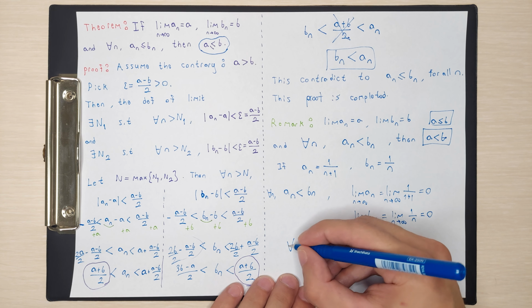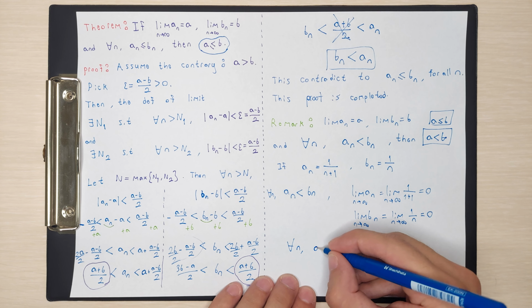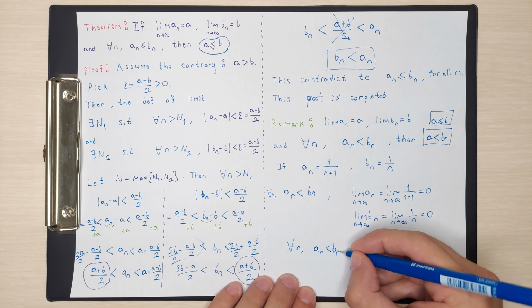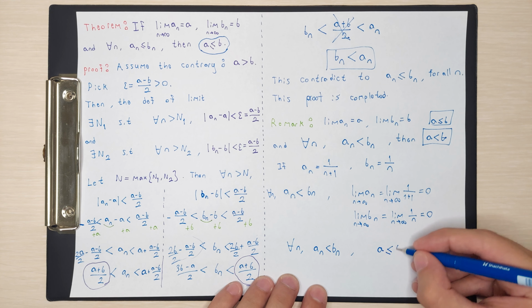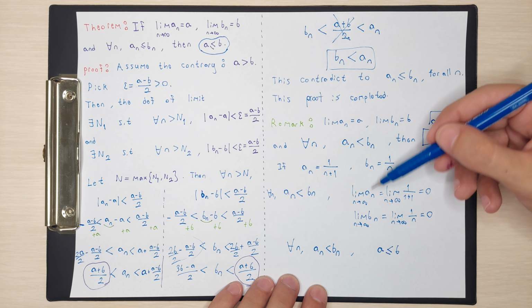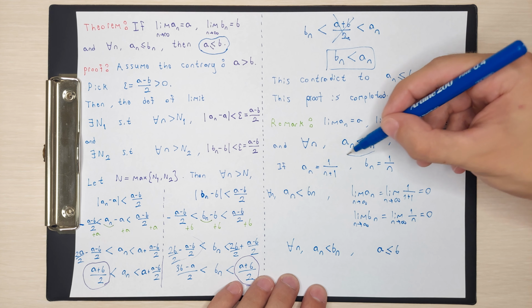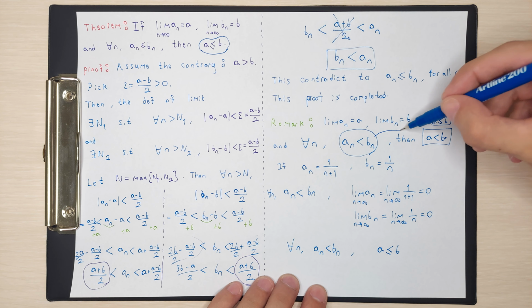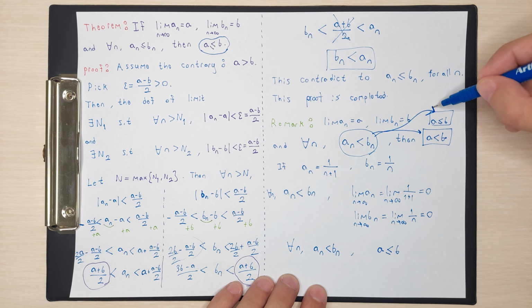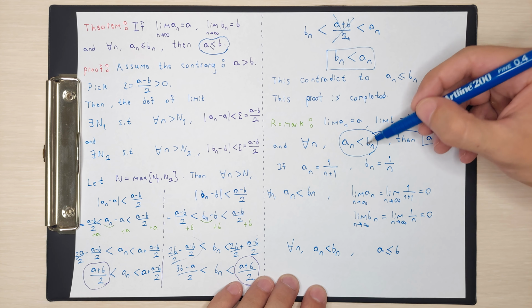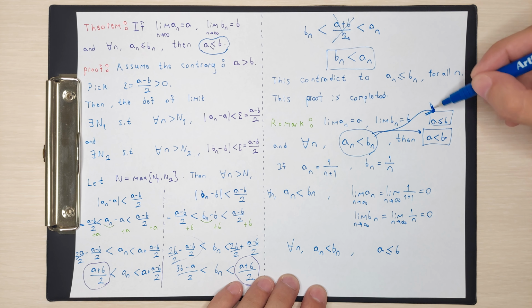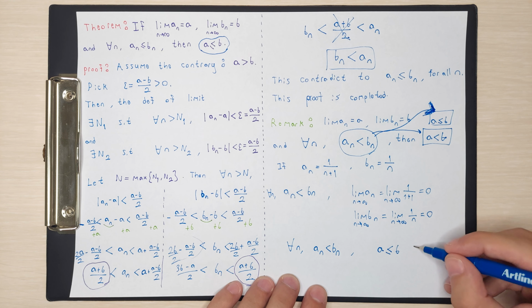It doesn't matter that for all values of n, an is strictly less than bn, your limits can be equal. You can see that counterexample. So this one does not satisfy that one. You always have an equality. Even if every term of your sequence is less than the other sequence, it doesn't matter. Your limit can be equal. So this is an example for that one.